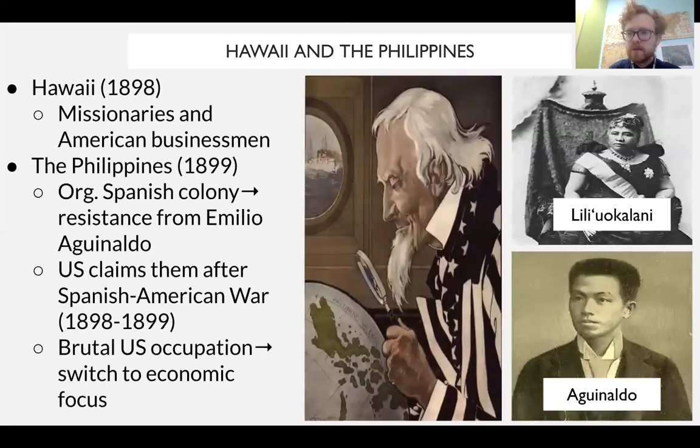I got an email. So let's take a gander at the establishment of the formal American empire. So America will claim overseas territory, especially in East Asia and the Pacific. Hawaii is the first example of a formally annexed piece of land in the American empire.